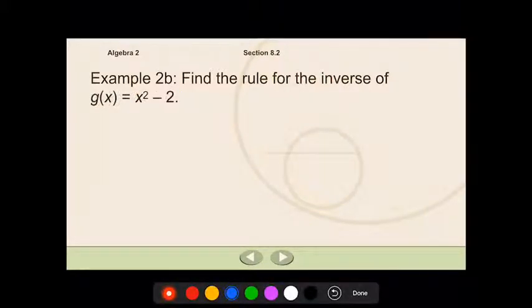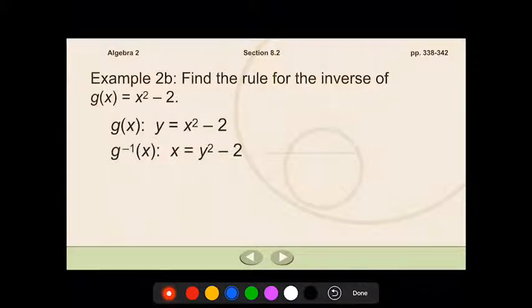Here's another example, just to make sure we know what to do here. Find the inverse, okay? So get rid of the g of x. That's the very first step, and replace it with y. So y equals x squared minus 2. The next step, again, is to literally switch the x and y letters. And then it's as simple as solving for y.